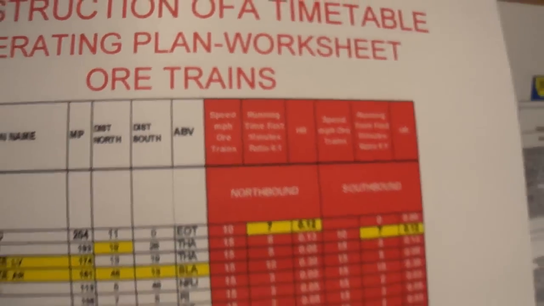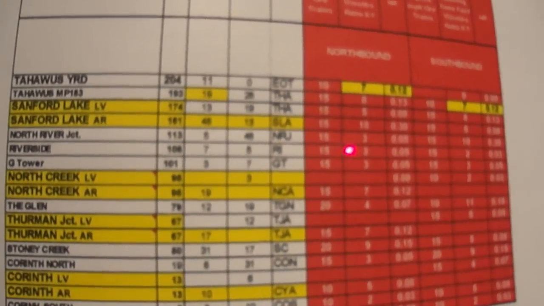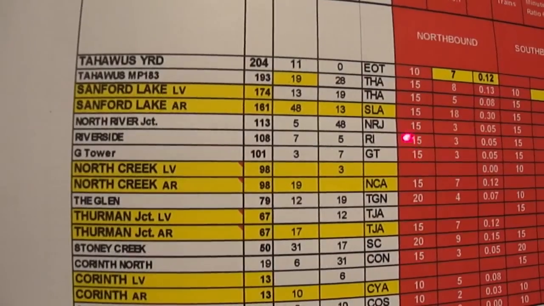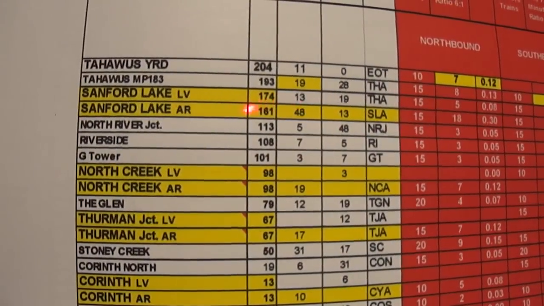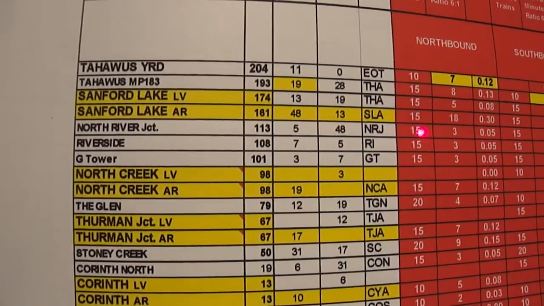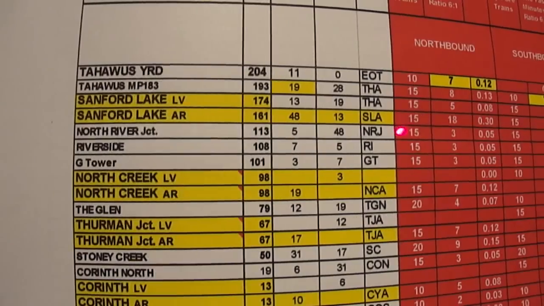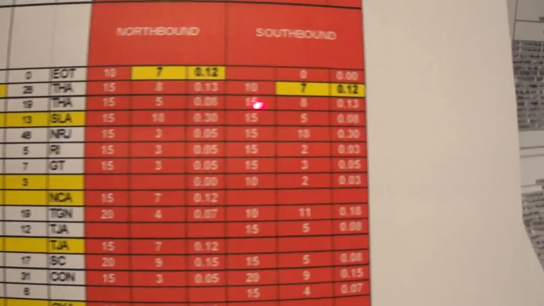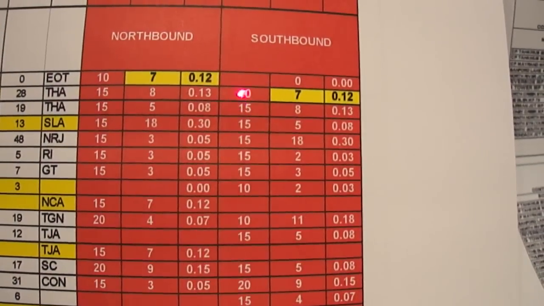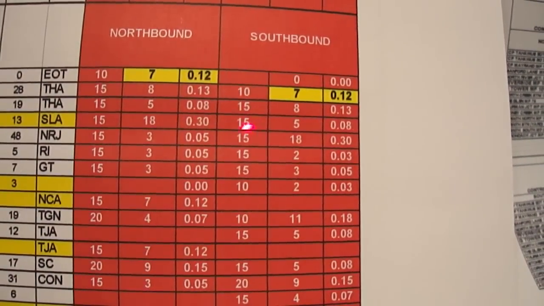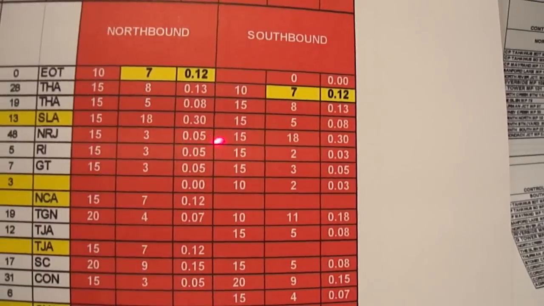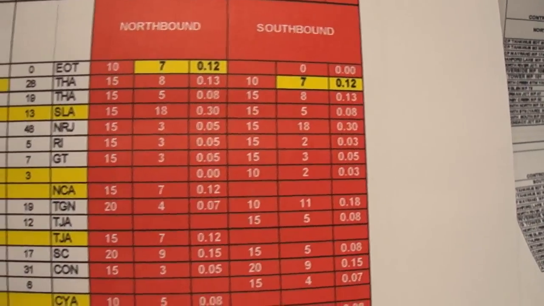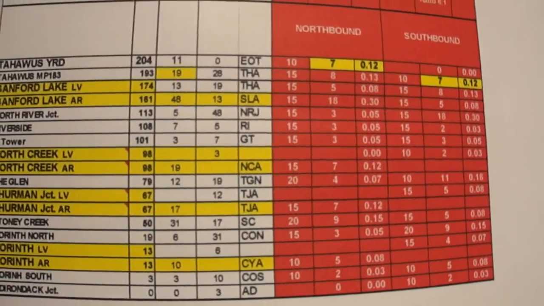For example, an ore train going north between North River Junction and Sanford Lake has a maximum of 15 miles per hour. Going down southbound, the same thing. It starts at 10 miles per hour, goes down to a maximum of 15 miles per hour. But a passenger train could be 25 miles per hour, much lighter.